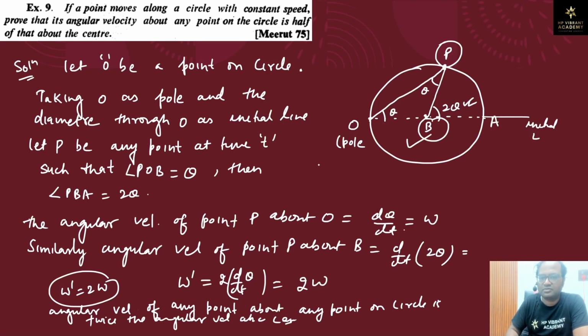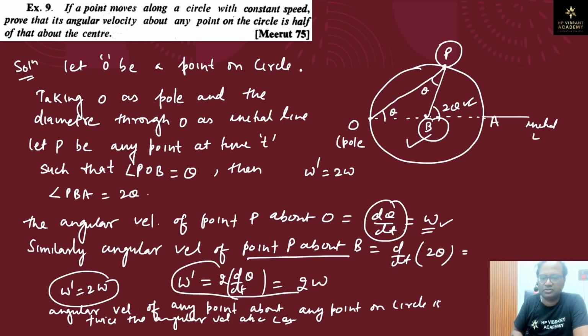As simple as that, because we have received that omega dash is equal to 2 omega. Here d theta upon dt is omega, and the angular velocity of point P about B is d of dt of 2 theta. So let us take 2 outside, so 2 times d theta upon dt. So d theta upon dt is omega. Therefore omega dash is equal to 2 omega.